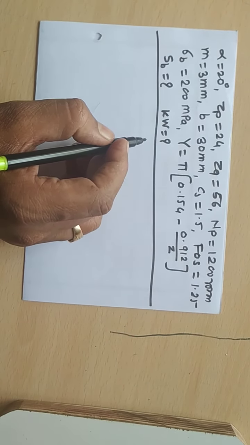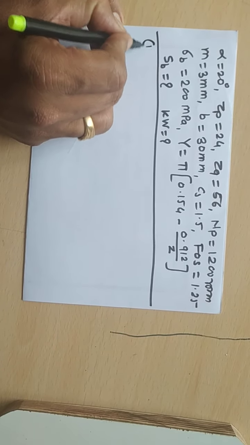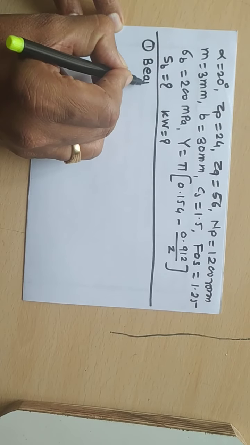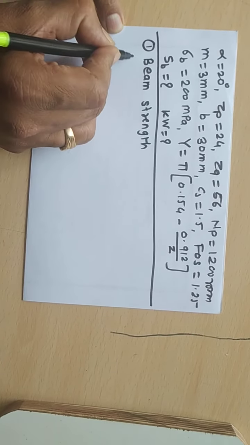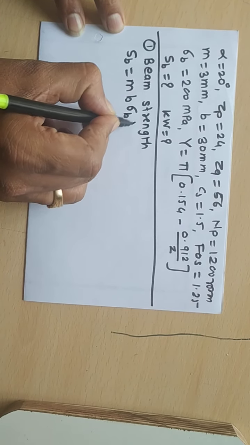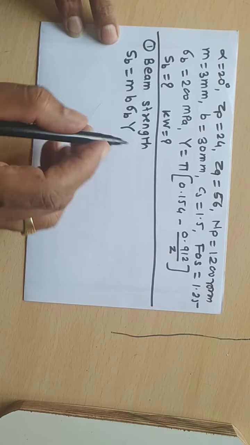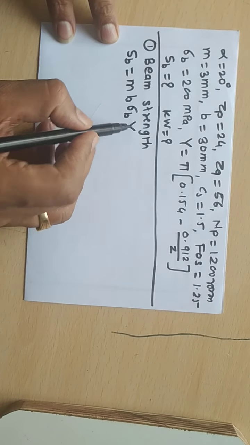Now for this, first beam strength. SB is equal to force per gear, M B sigma B into Y. M is given in the numerical, B given, sigma B is also given. Find out the first Y.